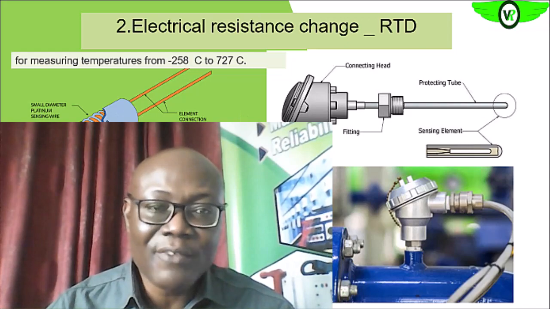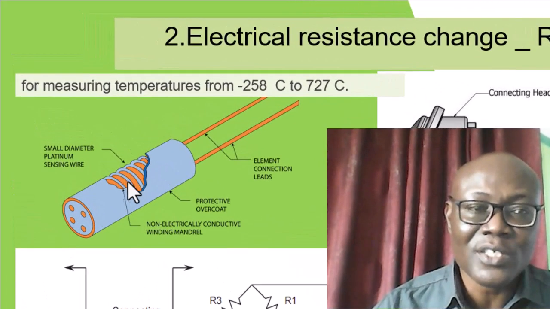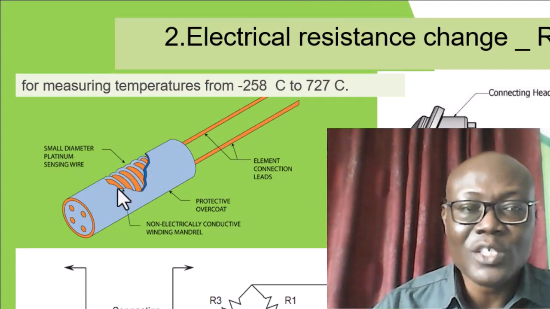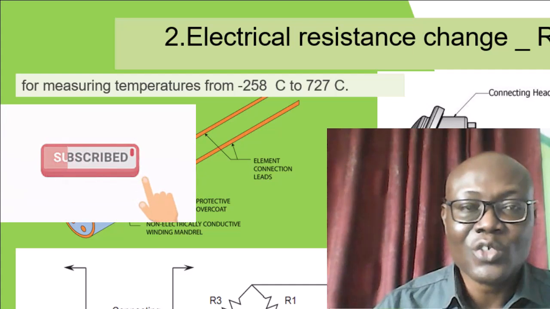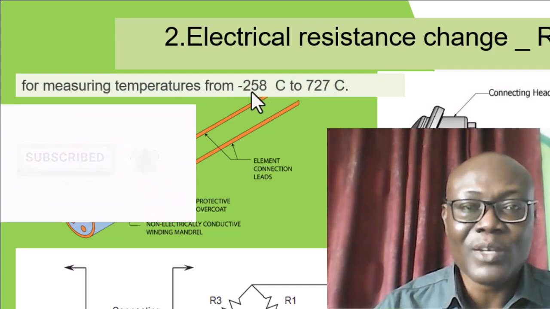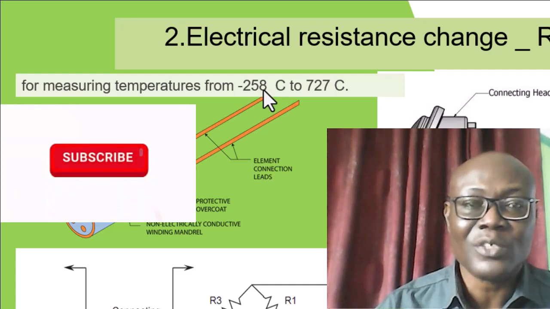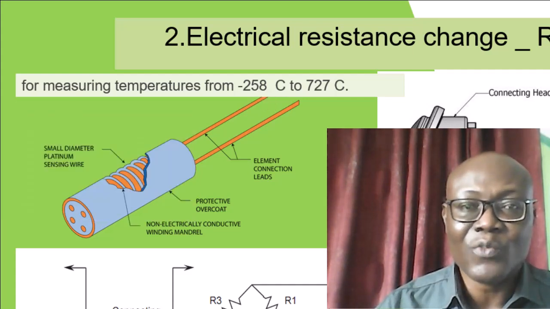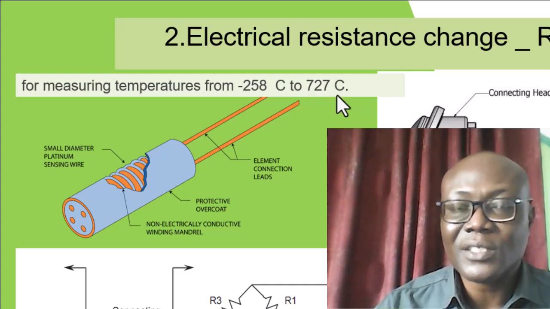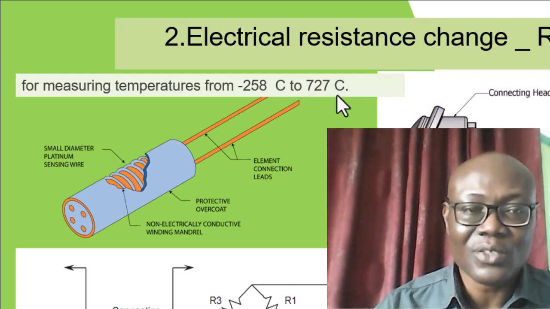So here we have an example of it. You see the resistive material, it is made up of platinum wire. So this platinum wire, once it is heated, the temperature will do what? It will change. So you see the range of temperature that you can use, it is a very wide range of temperature, from -258, from the cryogenic region, to very high temperature of about 727 degrees Celsius or centigrade.